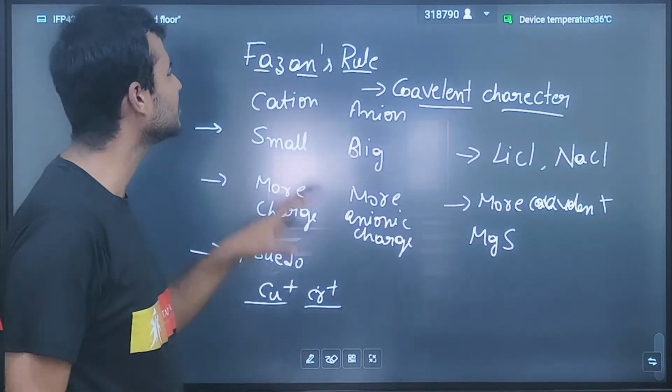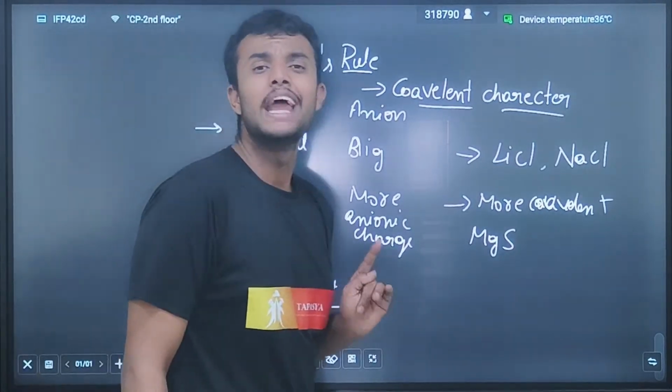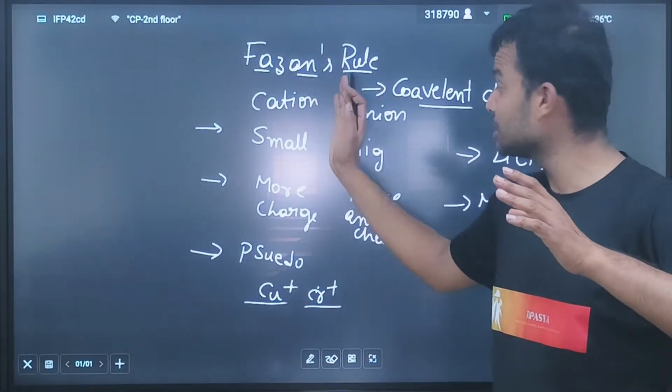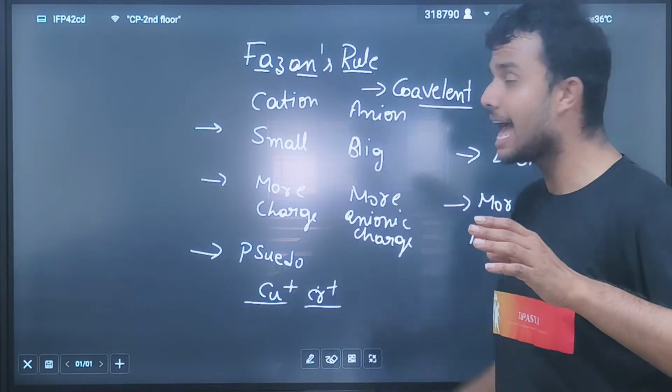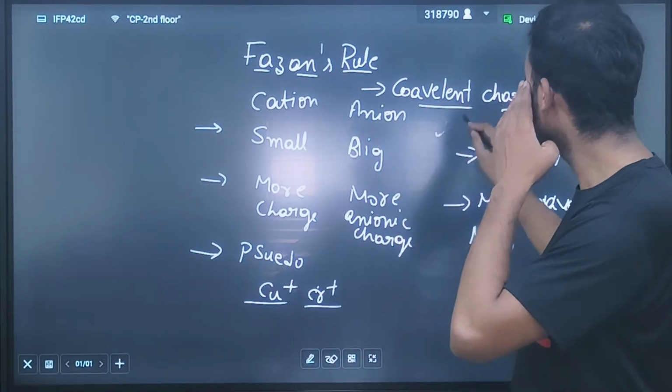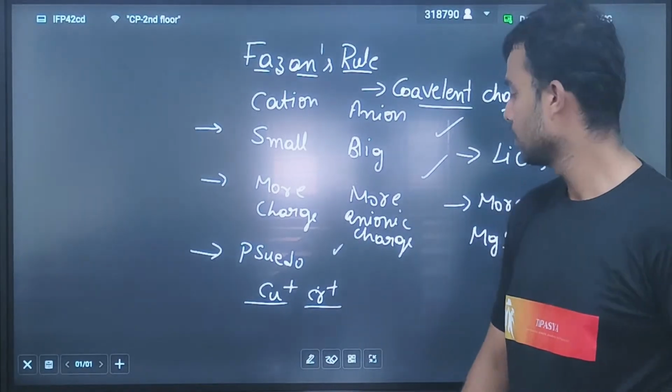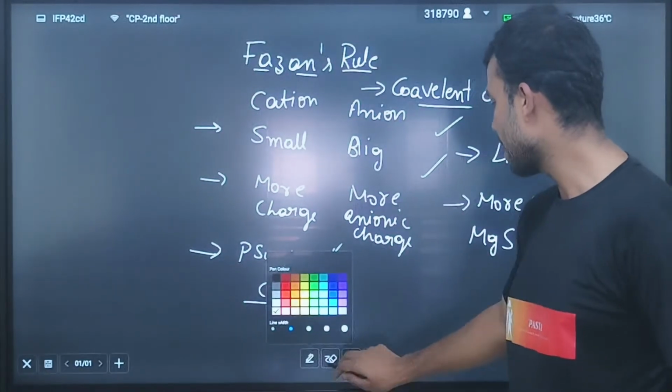Person should be known about this. This is Fajan's rule. Very simple. What is Fajan's rule? It will give a highly covalent character, my dear students. If it contains a small cation and a big anion, it will have more covalent character, and the more anion charge and the pseudo electronic bond. Okay, I hope it's clear.